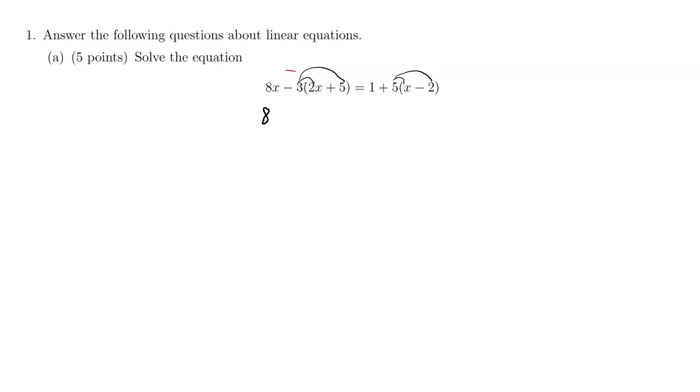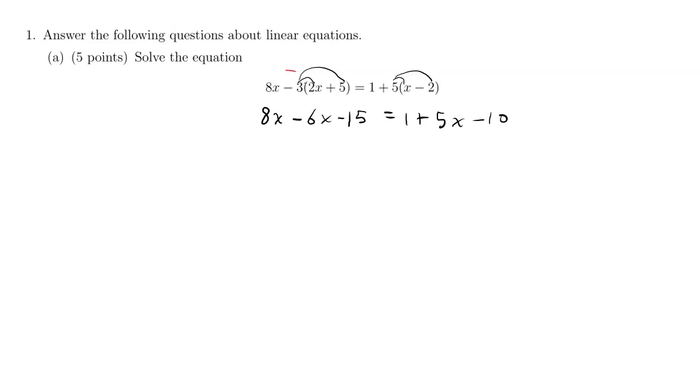Okay, so you have 8x minus 3 times 2. 3 times 2 is 6, so it's negative 6x. Negative 3 times 5 is negative 15. 1 plus 5 times x is 5x. 5 times negative 2 is negative 10.